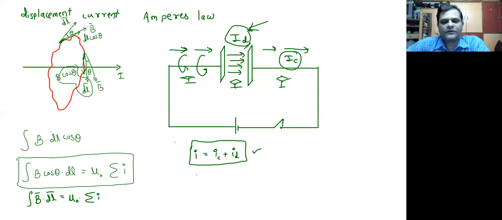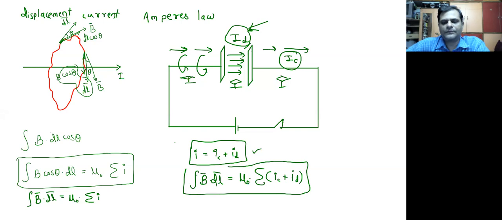So the modified form of Ampere's law can be written in this way. So the line integral of magnetic induction taken over any closed loop is always equal to the mu naught times of the summation of all currents, total currents, including conduction current and displacement current as well. Okay, तो ये जो है this is actually called as the modified Ampere's law.